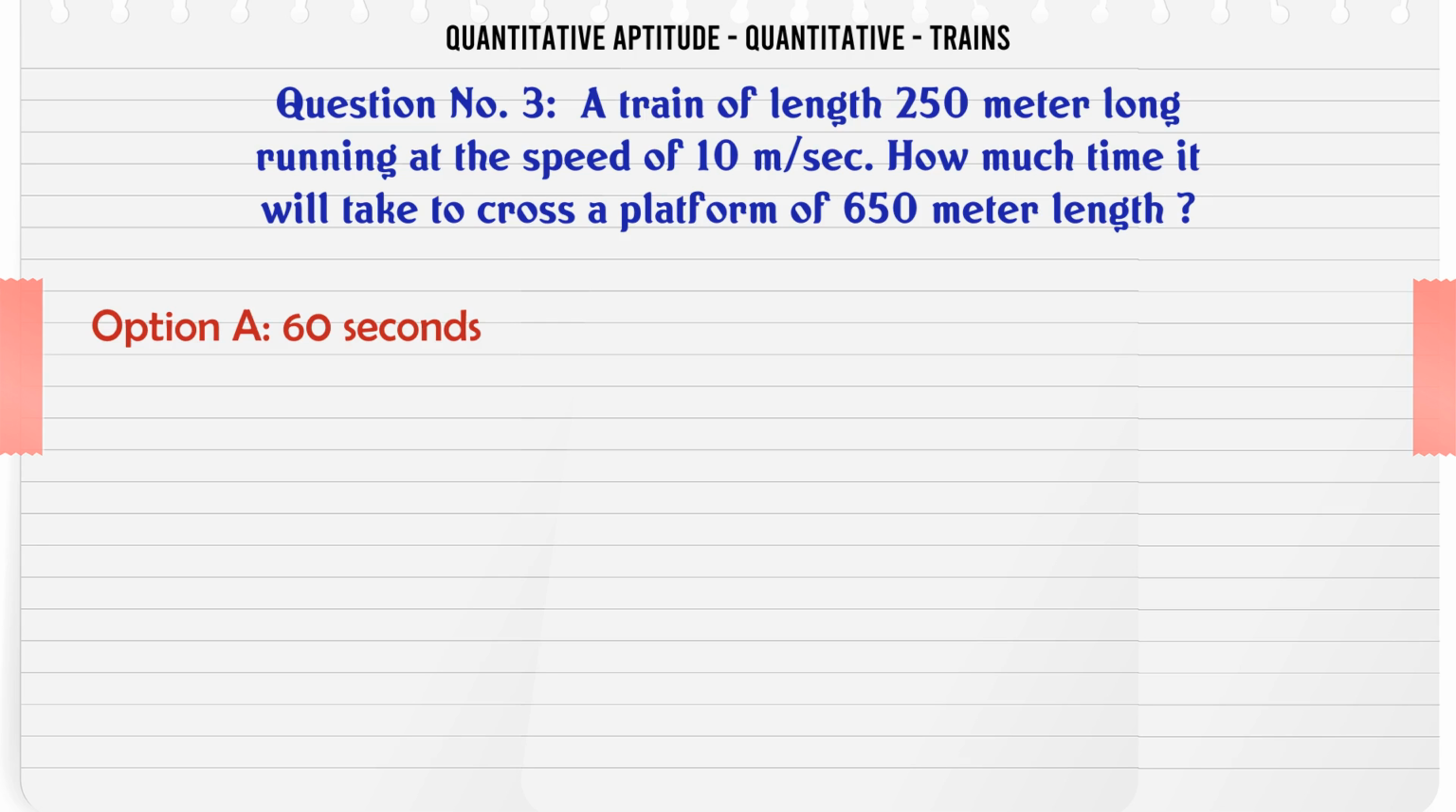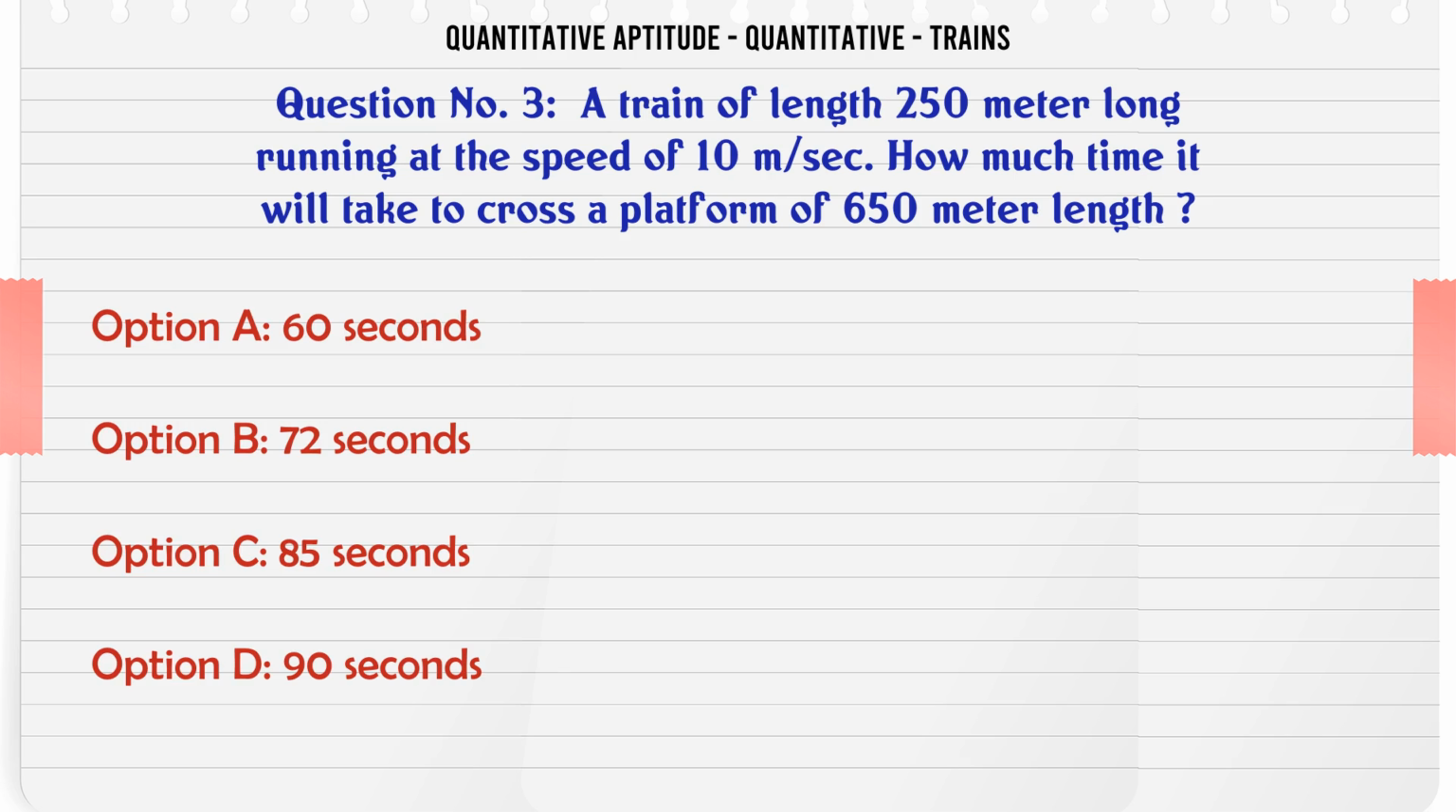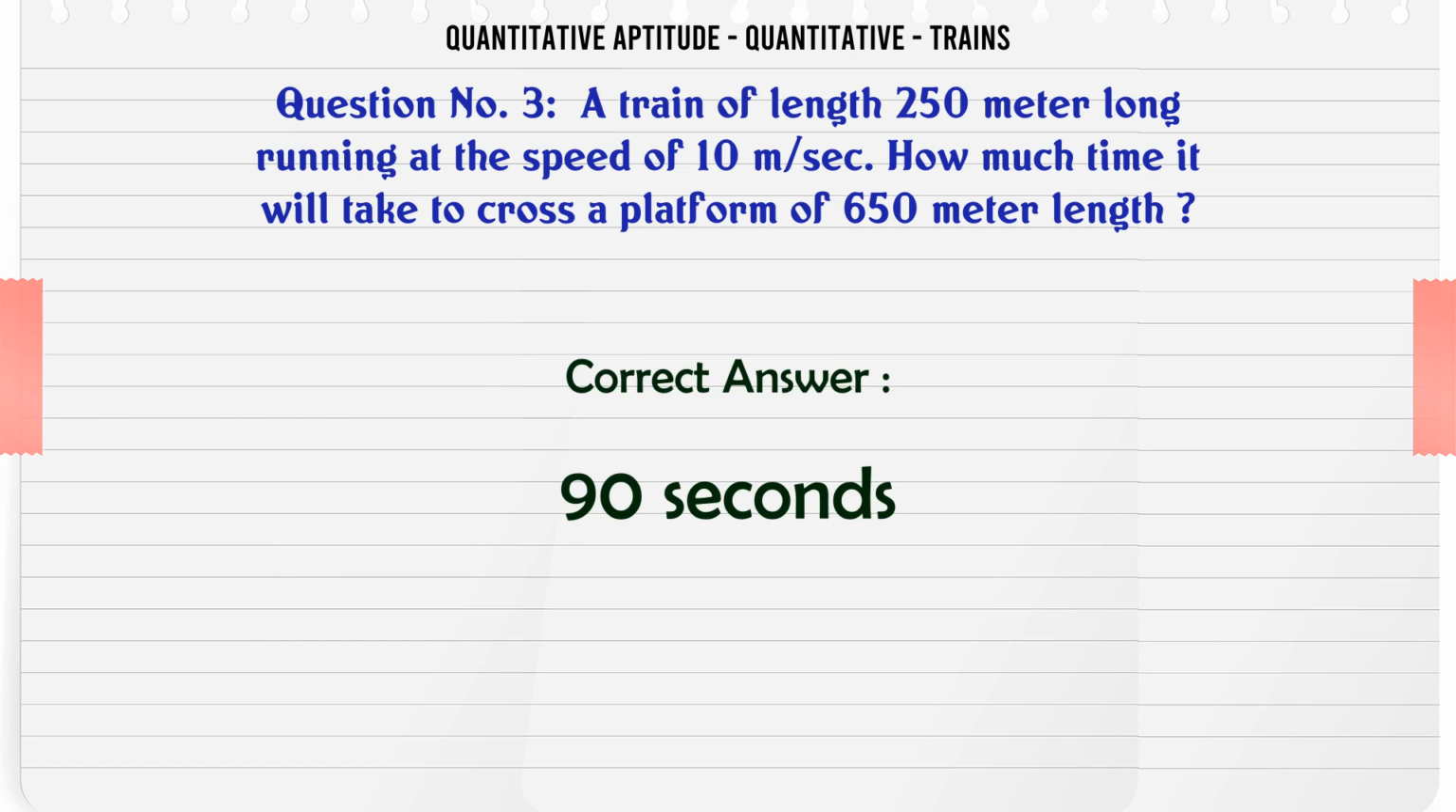A train of length 250 meters running at the speed of 10 m/s. How much time will it take to cross a platform of 650 meters length? A 60 seconds. B 72 seconds. C 85 seconds. D 90 seconds. The correct answer is 90 seconds.